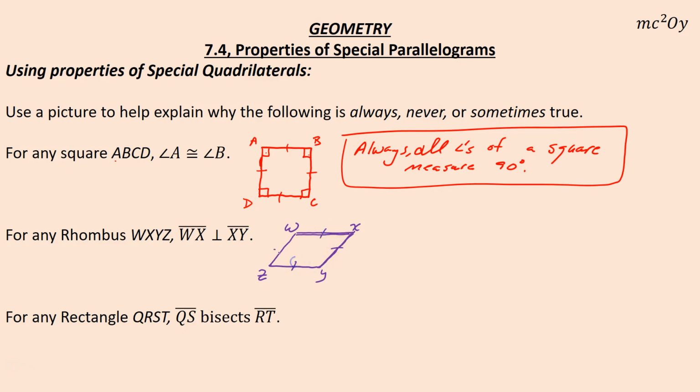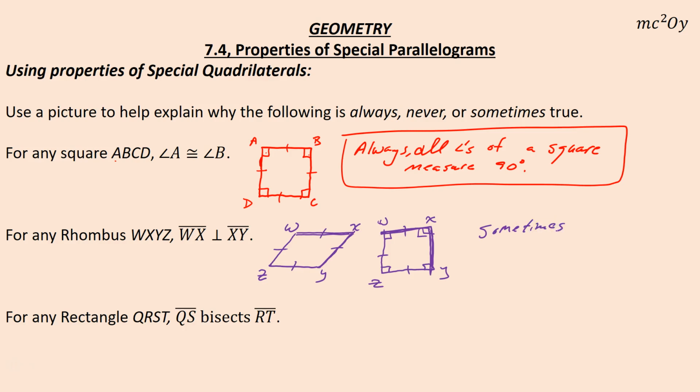The question is, in a rhombus, is there ever a chance that they're perpendicular? It's not always, but yes, there is a special rhombus we just dealt with in the previous problem, WXYZ, where that could be true. If we have a rhombus with 4 right angles, also known as a square, then WX is perpendicular to XY. They intersect at a right angle right there. Since those two are perpendicular here but not here, this is sometimes true.